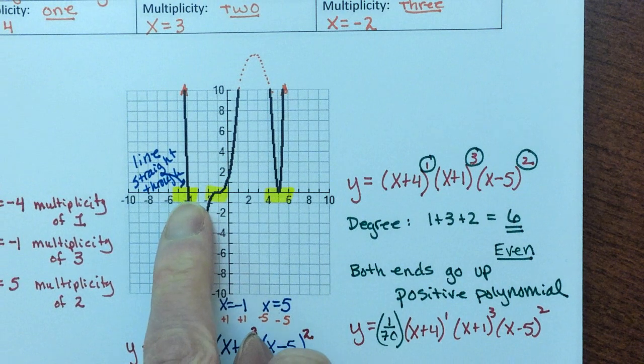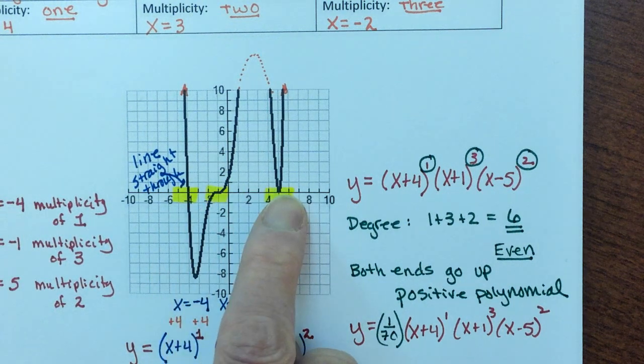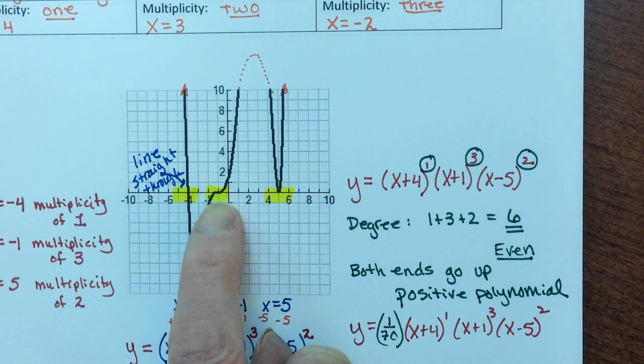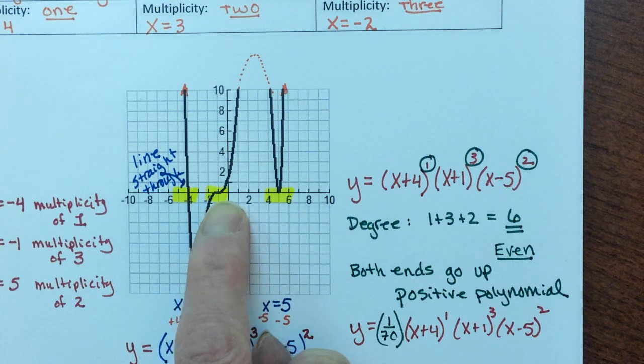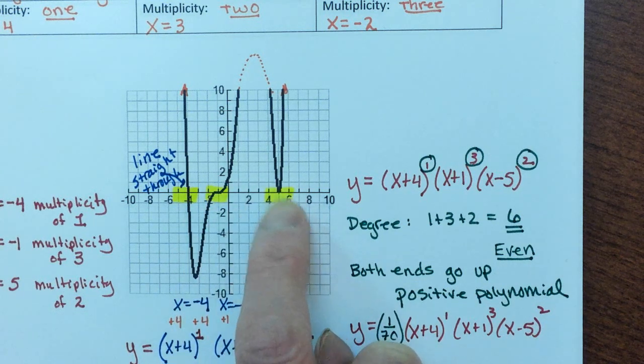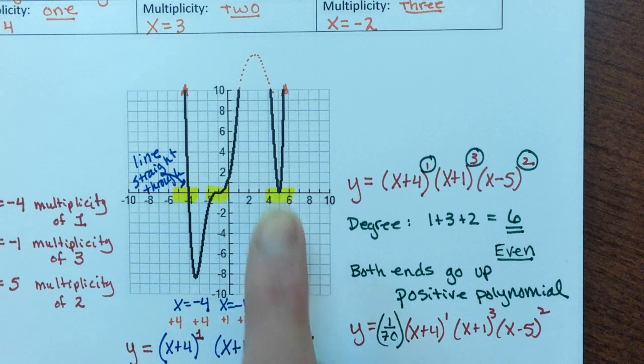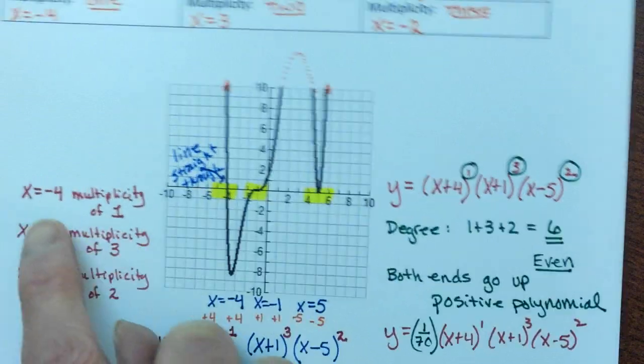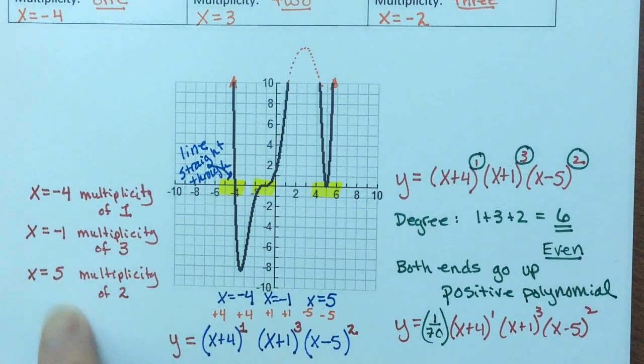Multiplicity in review is you look at the behavior at the zeros. If it looks like a line, it has a multiplicity of 1. If it looks like it's cubic, it has a multiplicity of 3. If it looks like it's just touching like a quadratic, it has a multiplicity of 2. And the multiplicity is the exponents that go with each of the factors that correspond with the zeros.